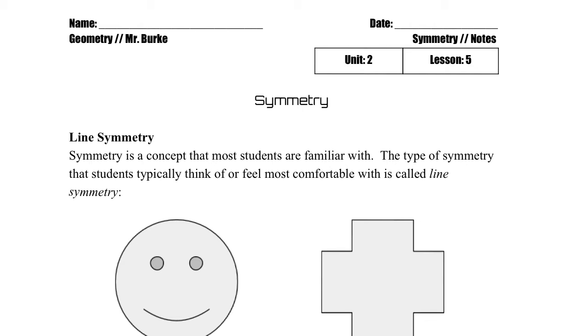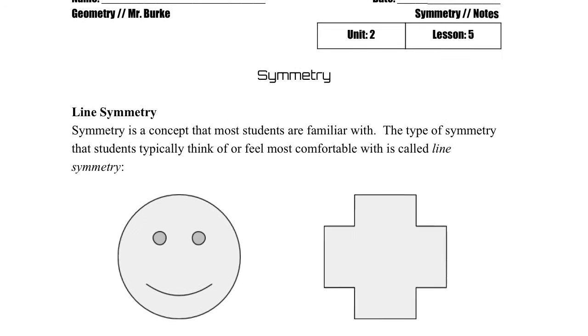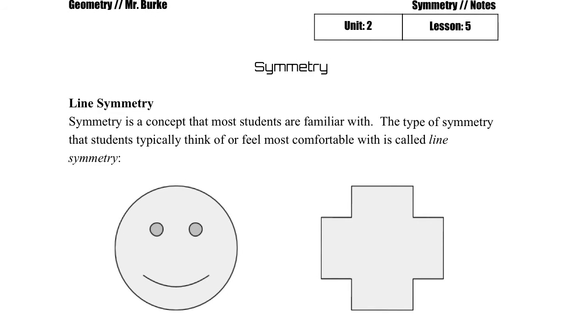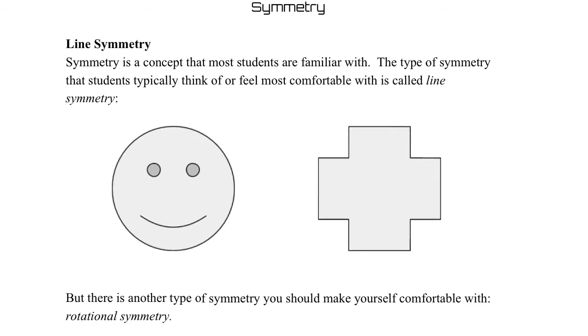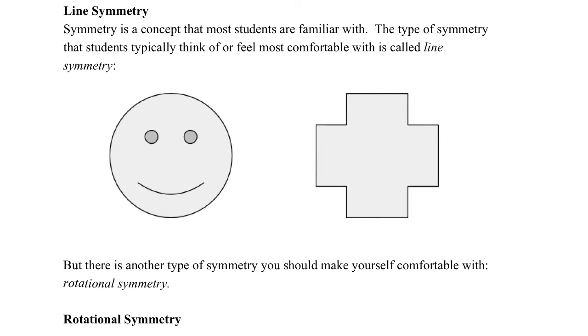Okay, since we've been talking about rigid motions, it makes sense to now have a conversation about symmetry, because symmetry ties directly into our rigid motions, in particular reflection and rotation. The one you're most familiar with, when I say symmetry, is line symmetry.